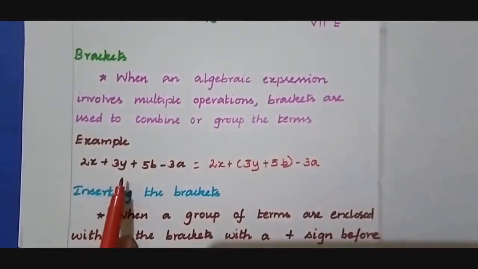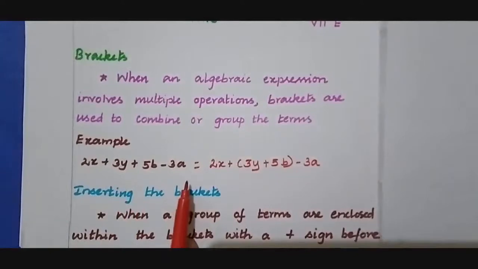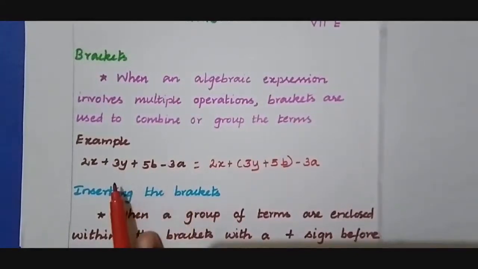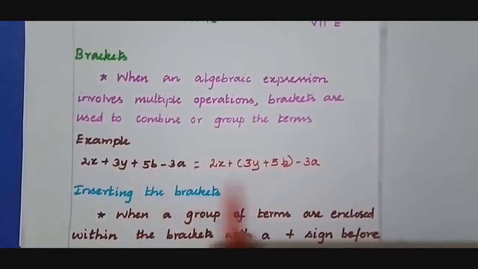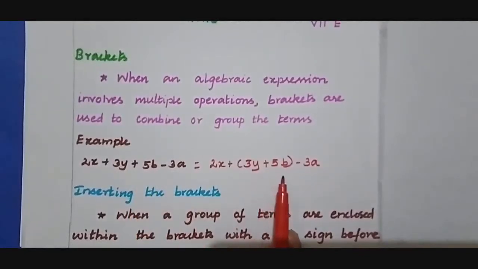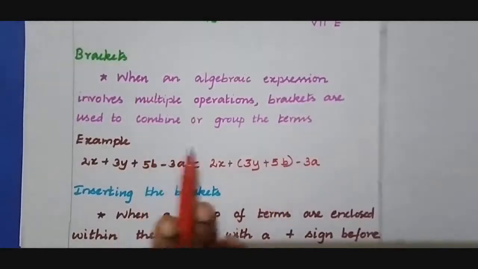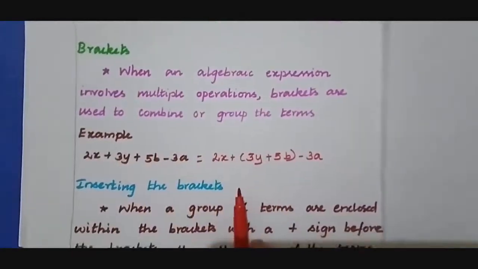Example: 2x plus 3y plus 5b minus 3a. If you want to enclose the second term and third term inside the bracket, we can group the second term and third term by means of brackets. So brackets are used to combine or group the terms.